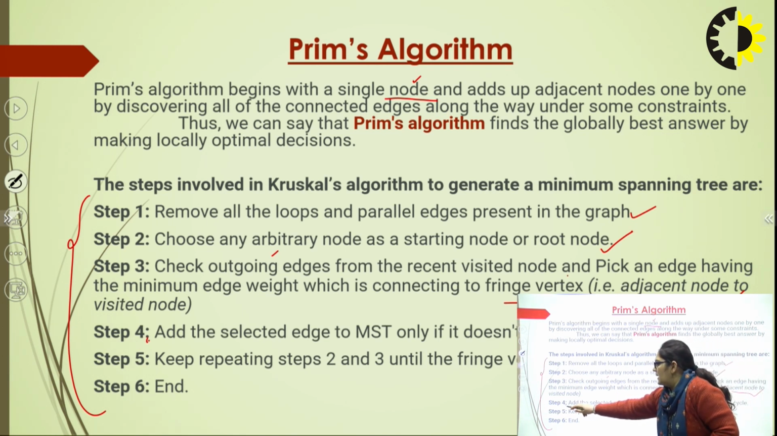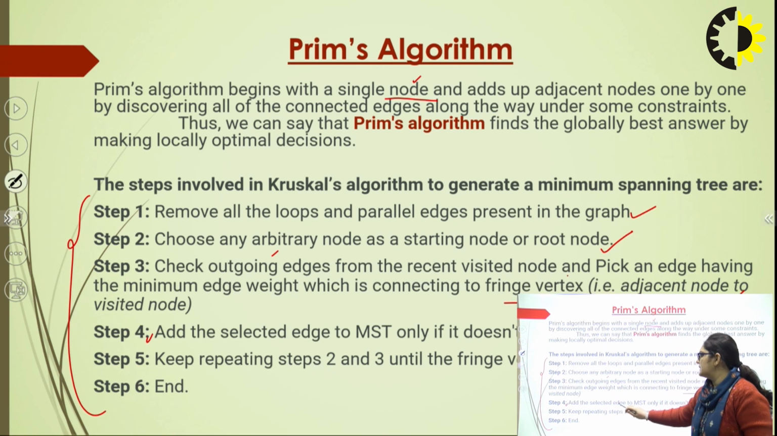So in step 4, you have to add the selected edge to the MST only if it doesn't form a closed cycle or loop. And in step 5, you have to keep repeating steps 3 and 4 until the fringe vertices exist, and then end.